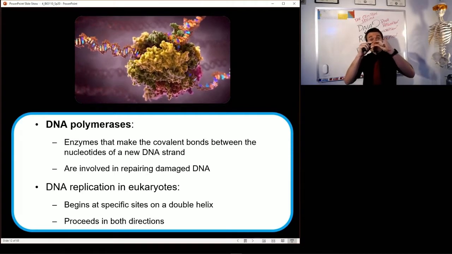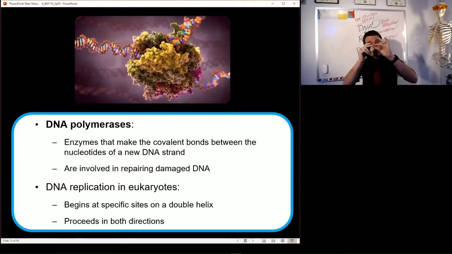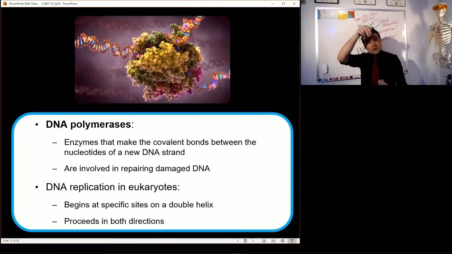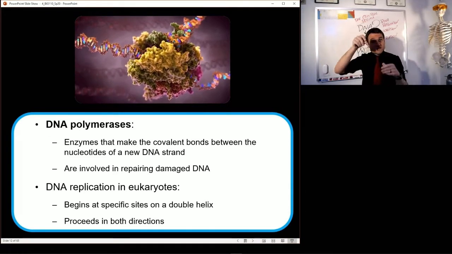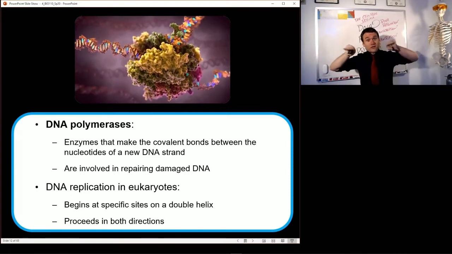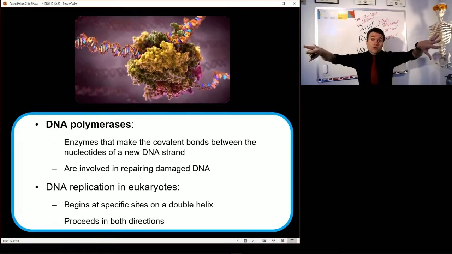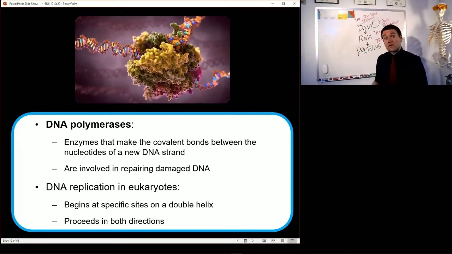And from that origin of replication, we're going to move in both directions. So we're going to expand, we're going to open up this double helix, we're going to unzip the genes, and then in both directions, we are going to have a replication fork, and the daughter strands of DNA are going to arise from these origins of replication.